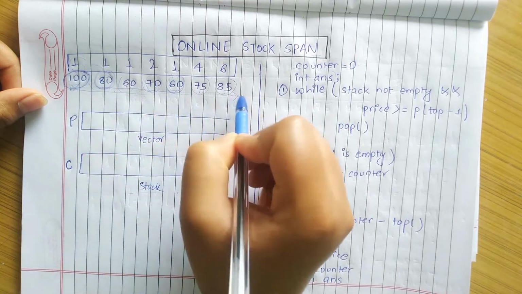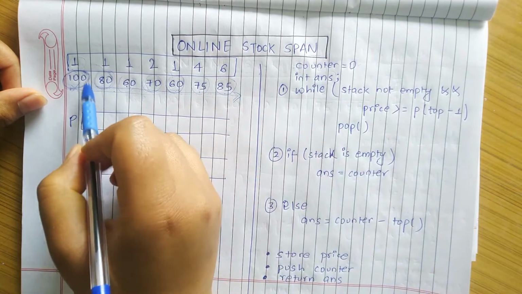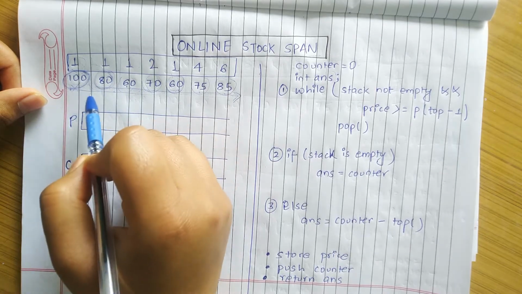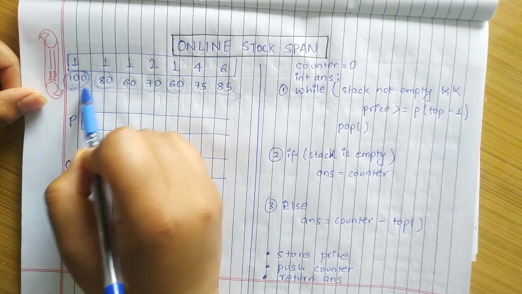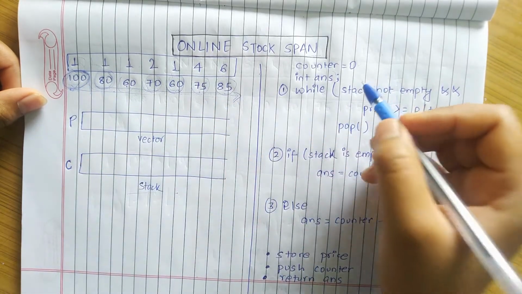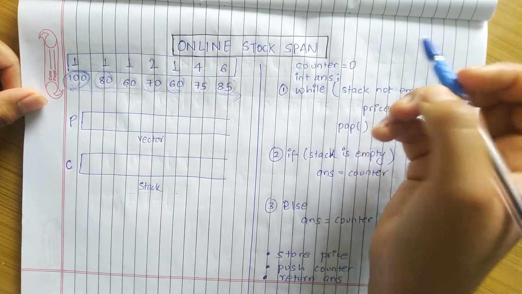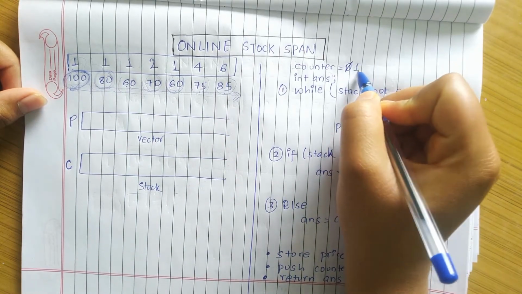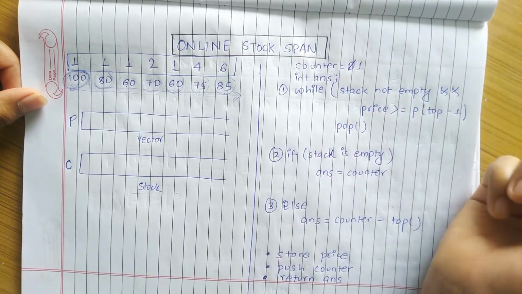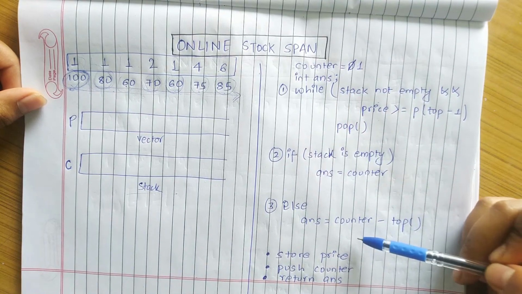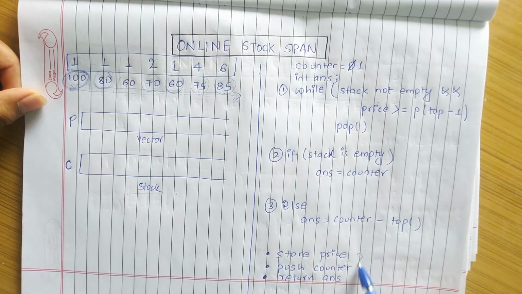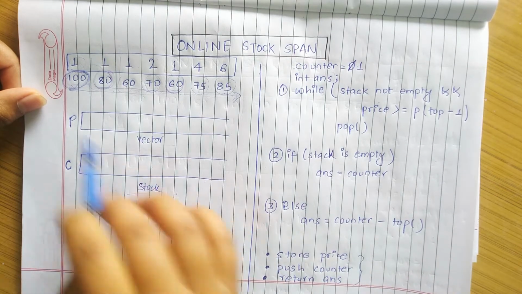We will not be given the entire thing at the same time, but instead we will be given it day wise, so we have to find out the span on that day. So we have 100 for the first day. When we get 100, first thing, counter will become 1, and then our answer will be initialized. Now there are 3 checks, 3 things that we have to do for any of the queries.